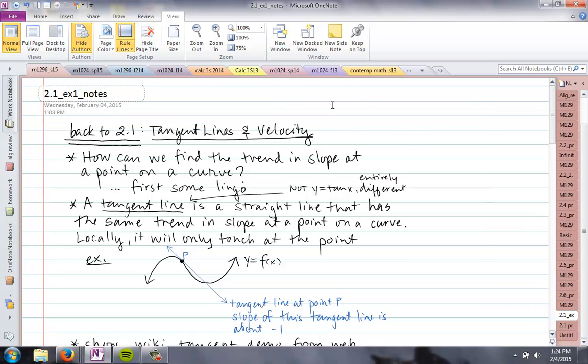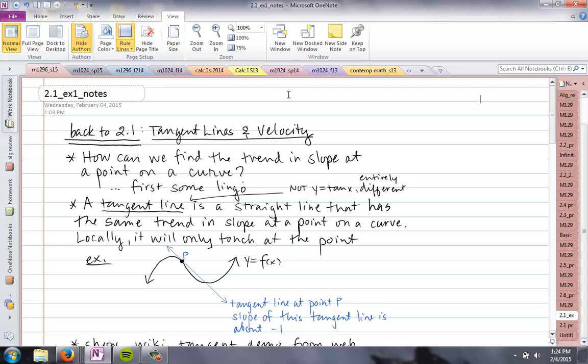We're going to go back to section 2.1, which is about tangent lines and velocity. And then we're going to go right into 2.7 and 2.8. This section is pretty much an introduction to 2.7 and 2.8, which are very important sections having to do with what a derivative is.